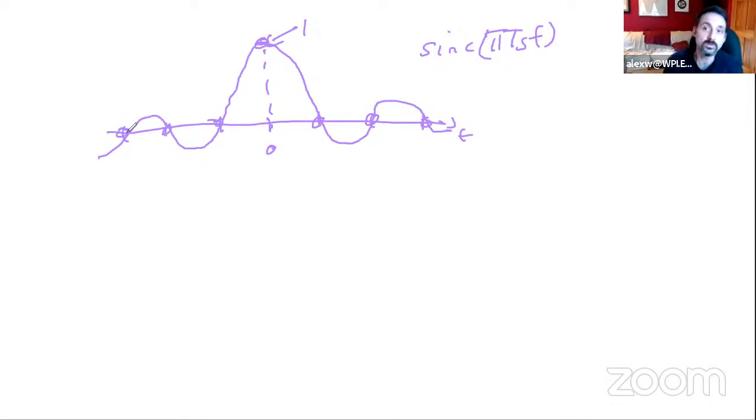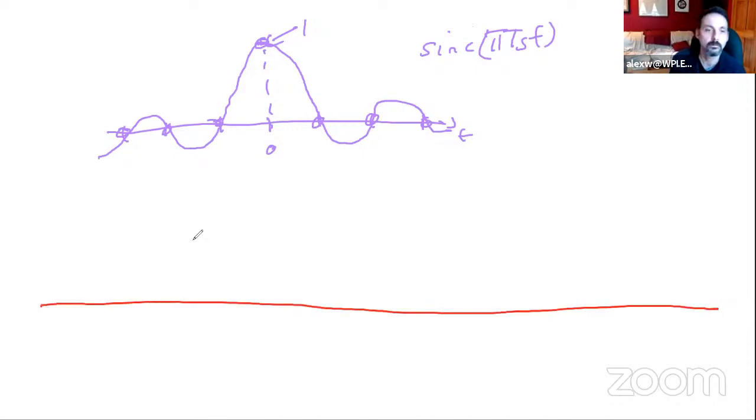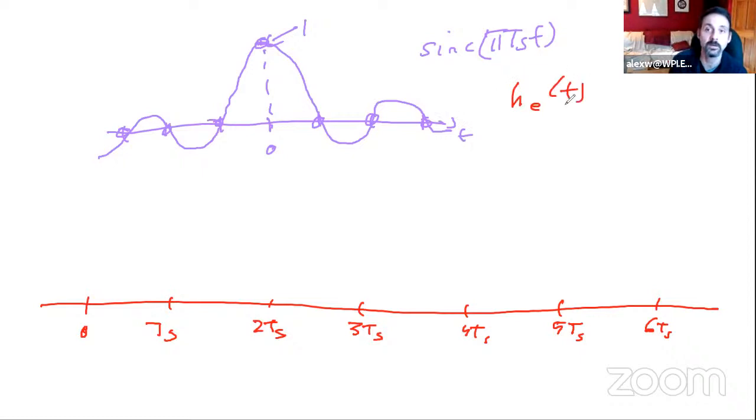So suppose I now have a cascade of these things, right? 0, TS, 2 TS, 3 TS, 4 TS, 5 TS, 6 TS. And suppose now I want to take this as my resulting HE of t. So what should this look like? So let's say I pass every waveform through.